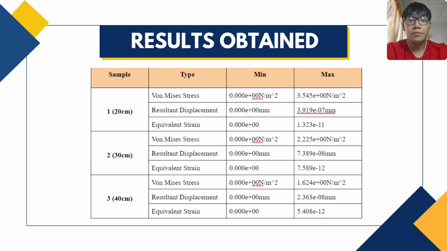These are the simulation results we obtained after applying a 100 Newton force to the cylindrical bar with varying radii of 20, 30, and 40 cm. The maximum stress decreased from 3.54 at 20 cm to 1.62 at 40 cm. The displacement also dropped significantly as the radius increased. Similarly, the strain reduced as the bar radius increased. This clearly shows that a larger bar radius results in better structural performance, with less stress, less bending, and less deformation under the same load.